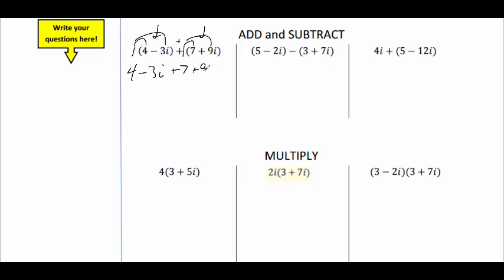Plus 7 plus 9i. Now, looking at things like normal, if we had an x and x squared and stuff like that, I would combine like terms. So what can be combined? The 4 and the 7 makes 11. Negative 3i plus 9i makes a plus 6i. That's it. That's all it is, man.